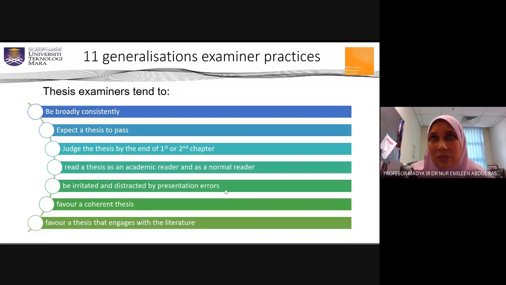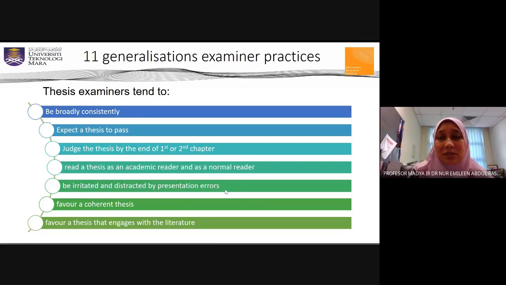Kalau saya pun, kalau saya baca abstract dekat situ pun dah macam banyak spelling error, banyak grammatical error. So saya rasa annoyed. As examiner, I tend to be irritated and distracted lah dengan presentation errors. So examiners express a sense of release and pleasure or even surprise when a well-presented thesis was encountered. Examiners become distracted, irritated, frustrated and agitated by frequent presentation errors that could have been fixed easily.